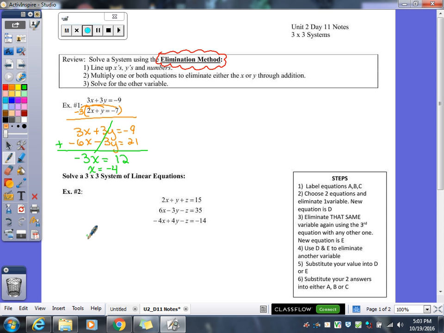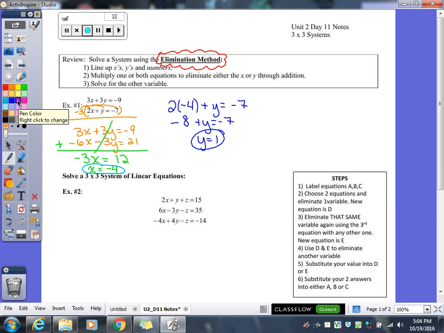So that's half my answer. I have an x value. I need a y value to go along with it. So for your y value, you pick either equation, does not matter, and I'm going to plug in a negative 4 for my x, because that's what I got x to be. So here I get negative 8 plus y equals negative 7. Add my 8 over, and I get y equals 1. So there we go. We have our 2 answers, negative 4 and a positive 1.